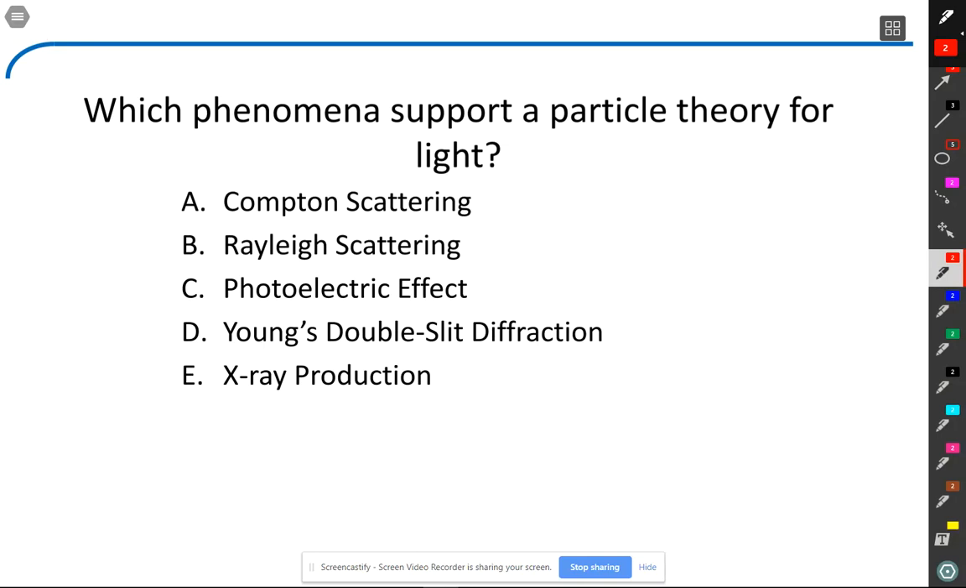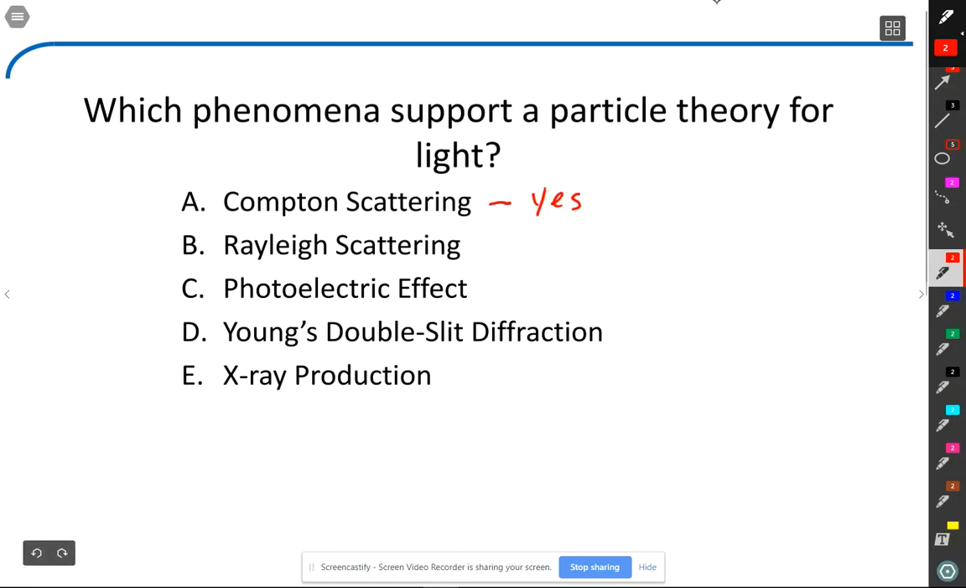So we have a couple of options here, and I just want to go through each one, and you give me a thumbs up, thumbs down. Compton scattering, does it support particle? Yes. Excellent. Rayleigh scattering, does it support particle? No. You know, we didn't talk about how Rayleigh scattering works, did we?